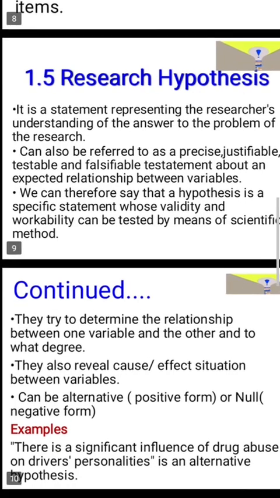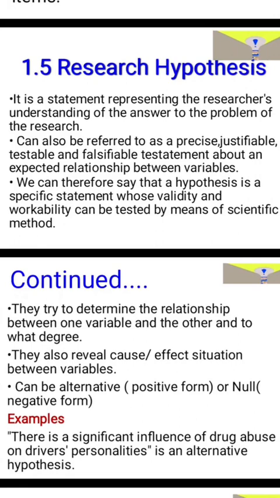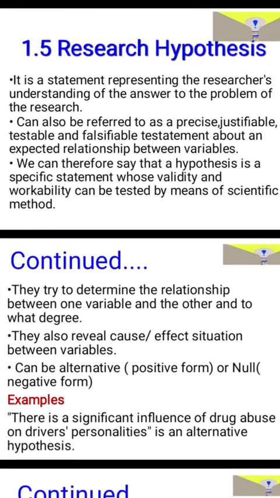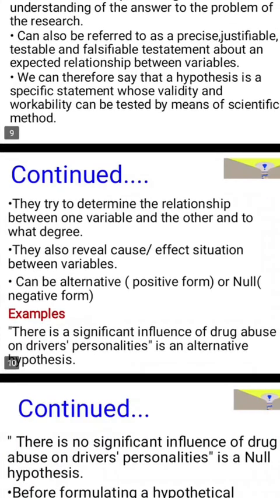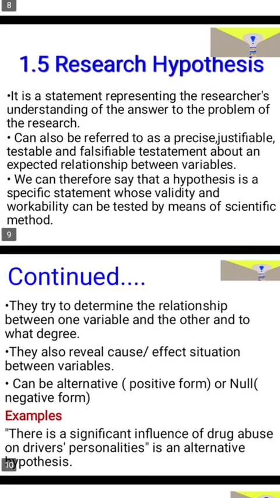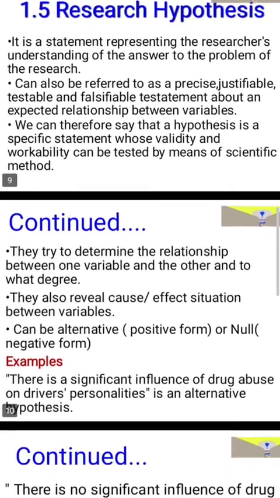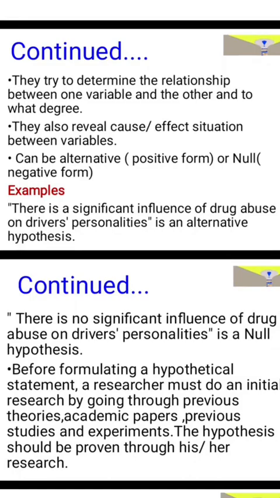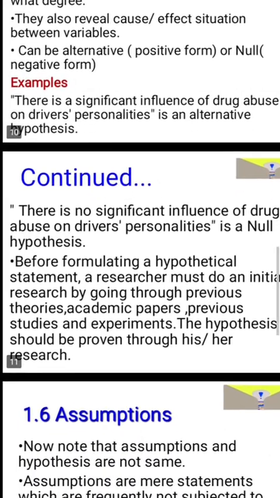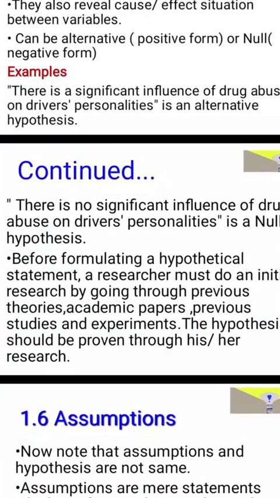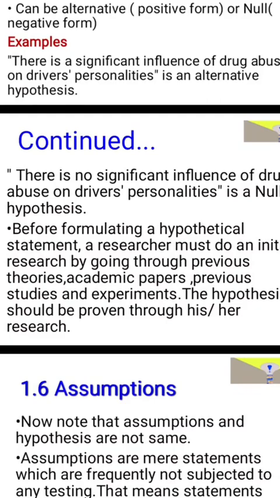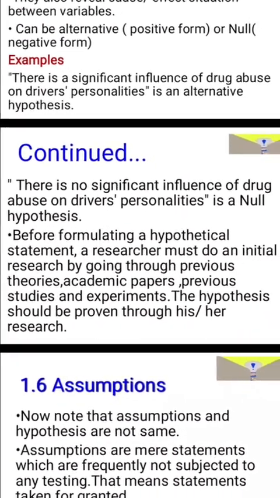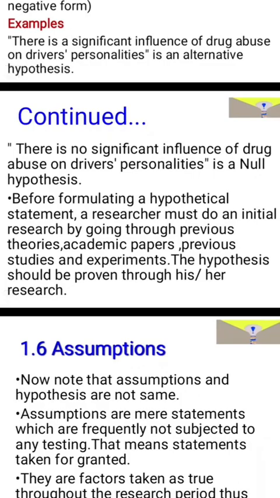And these statements can take either the positive form or the negative form, and we talked about the null as the negative form of hypothesis. We also talked about the alternative as the positive one. And then we mentioned that for us to come up with a hypothesis, we must do thorough or initial research by going through various theories that we have come across through our literature review, academic papers that have already been done by other people, or previous studies and experiments, for us to come up with a hypothesis that can be proven throughout our research.